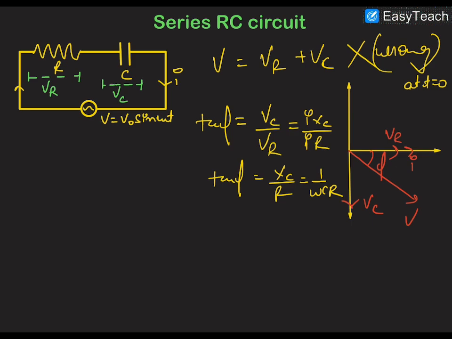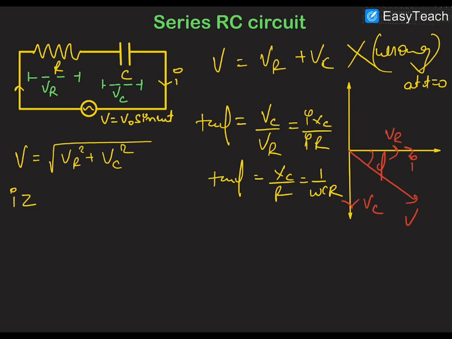Now what will be V? V can be written as under root of VR square plus VC square. This is by the vector laws, and obviously we can say that these two will combinedly oppose the current, and their combined opposition to the current will be called as impedance.